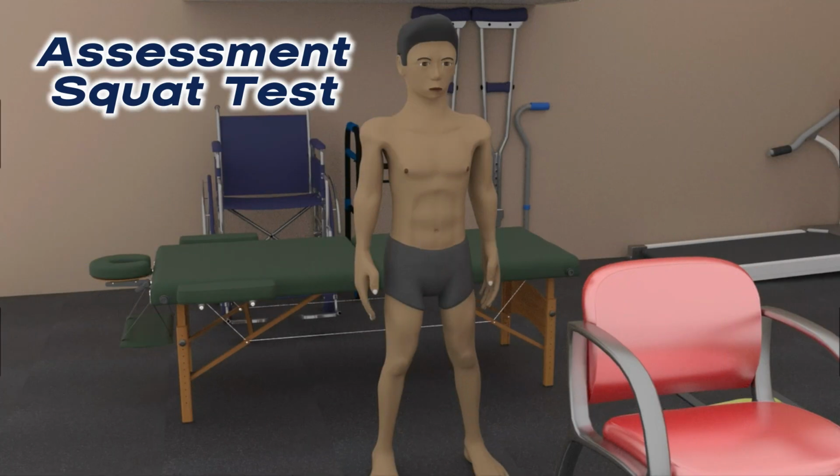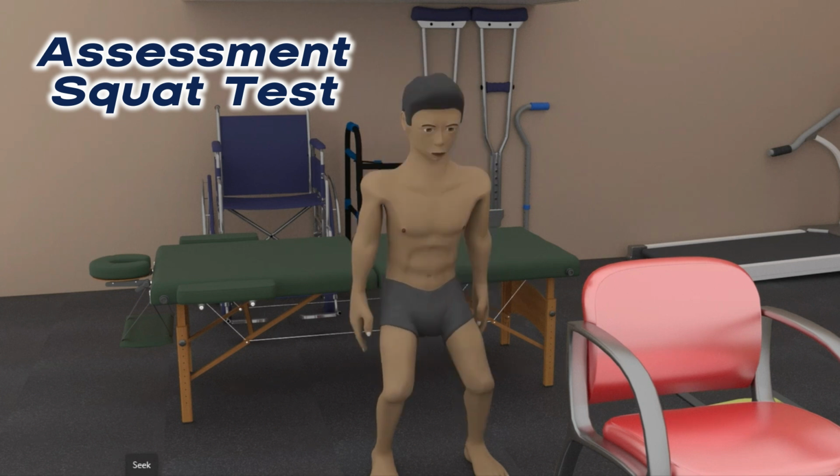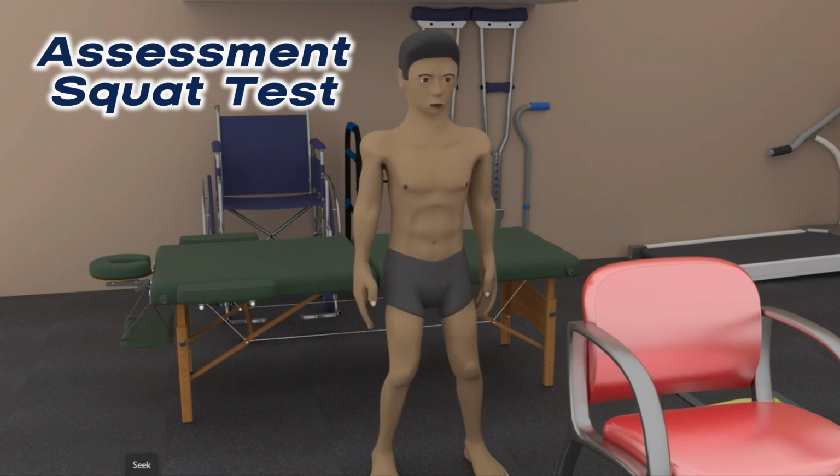In order to assess the presence of foot overpronation, we perform the squat test. The patient in this particular position will be standing shoulder width apart, arms at sides, head in neutral, trunk in neutral, and toes pointed forward. From this position, the patient is asked to squat as low and as comfortably as possible.